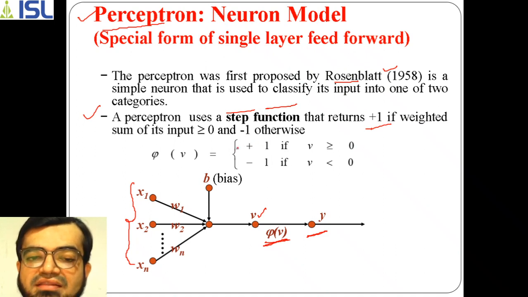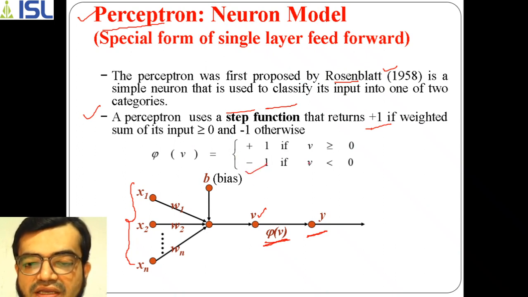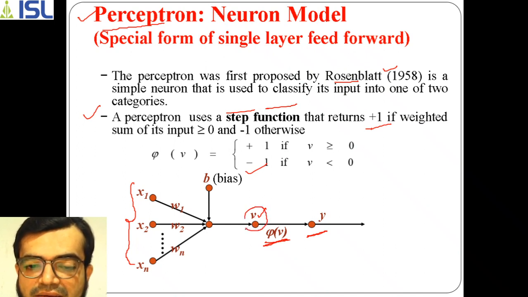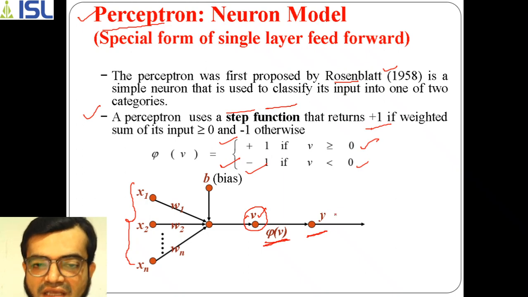Whereas if the input is not greater than or equal to 0, it will give you minus 1. So you can observe that this v value acts as the input for the activation function. Which activation function? It uses the step function, because the step function only gives two values, plus 1 or minus 1, based on whether v is greater than or equal to 0 or v is less than 0. So this is your y, which is plus 1 or minus 1. In that sense it executes.